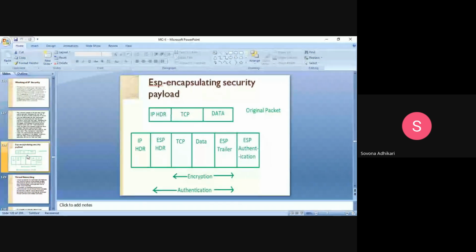So this is a small example. You see the original packet is there, the TCP protocol and data are there, and the IP header is used there. The ESP header is added when encrypted. The TCP data is there, and the ESP trailer is added when encrypted. So then the encryption takes place, and then authentication takes place, and then the data is sent.